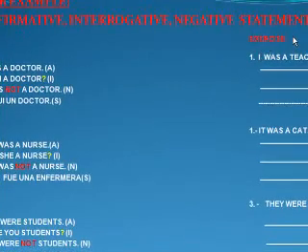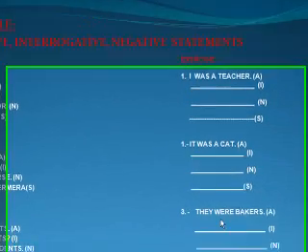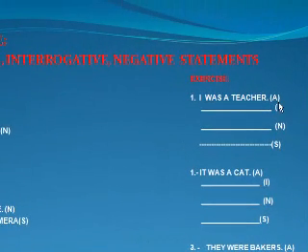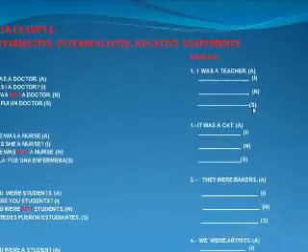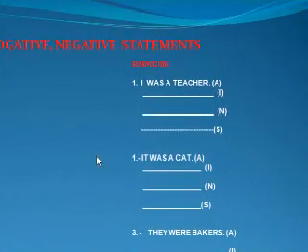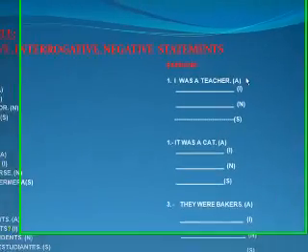Exercise. Number 1. I was a teacher. It was a cat. They were bakers. We were artists. In this part you complete this exercise in the affirmative way, interrogative way, negative way, and Spanish. Complete this for your homework in your notebook. Tiene que completar aquí los ejercicios que faltan en sus 4 formas: afirmativa, interrogativa, negativa y español.